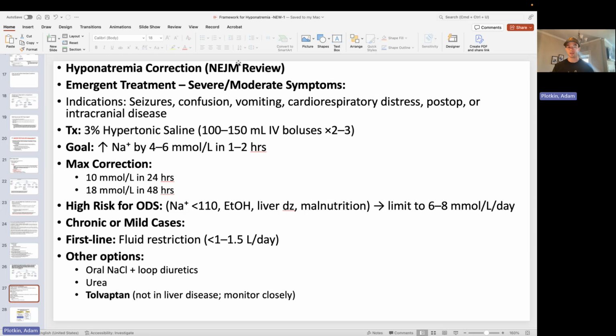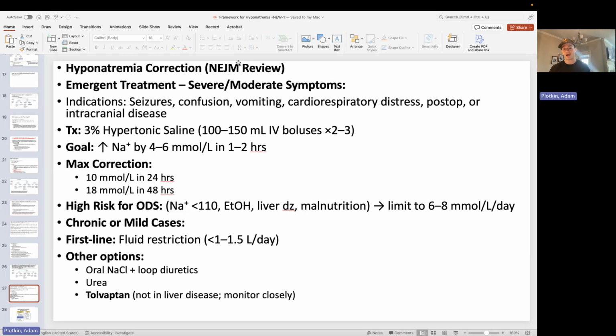Usually in between each bolus, we'll get a serum sodium level, okay? We want that sodium to go up by 4 to 6 millimoles in the first 1 to 2 hours. We do not usually go past 6 to 8 millimoles increase in that first day. The max amount we're going to want to do is 10, okay? No more than 10. Usually 4 to 6, maybe 8, definitely no more than 10. And then we're going to aim for 18 in the first 48 hours.